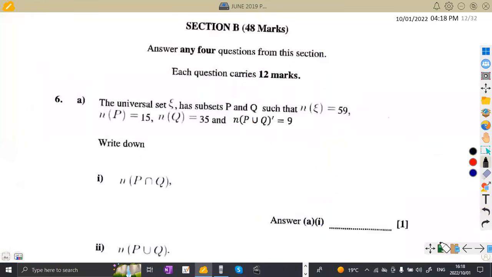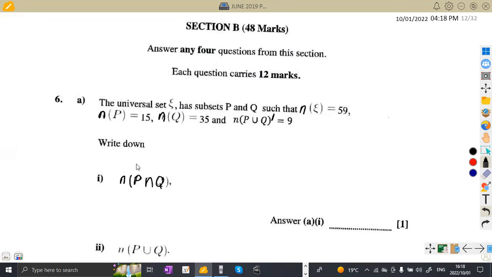All right, so number 6 now, remember your section B, number 6, answer any 4. Given the universal set, you've got subsets P and Q. The number of elements in the universal set is 59. Number of elements in P is 15. Number of elements in Q is 35. And the number of elements in (P union Q) complement is 9. So the question is, how many elements do we have in P intersection Q?